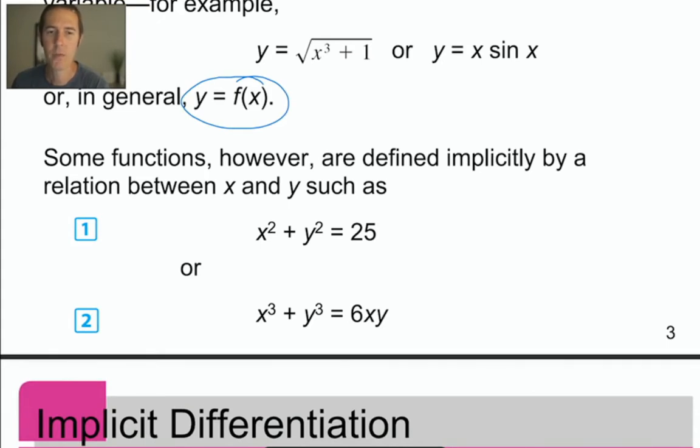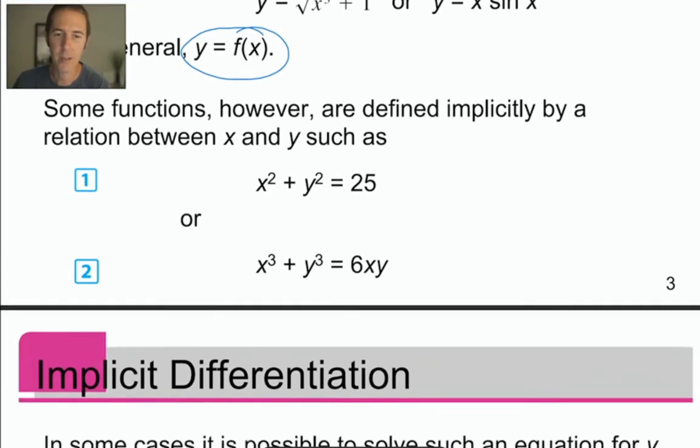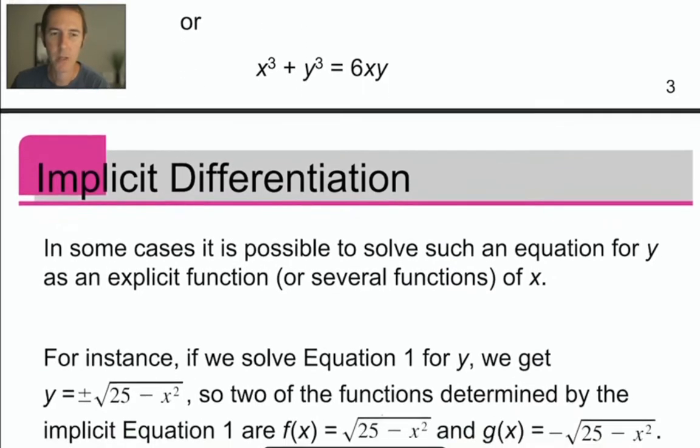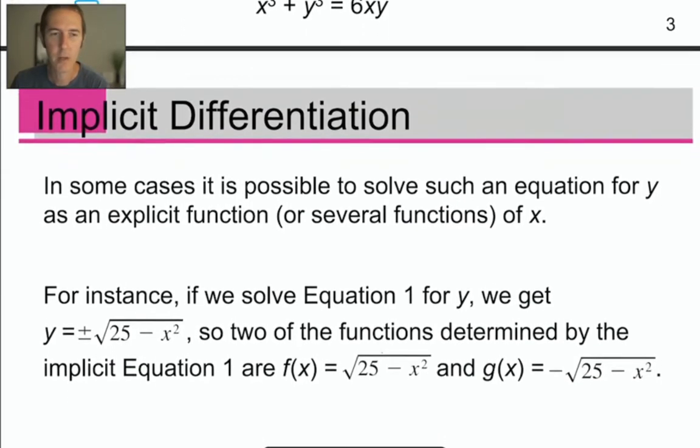Here, we say that the relationship between x and y is defined implicitly. So that's why we have this process called implicit differentiation. It allows us to take the derivative of an equation where the variables are defined or related implicitly.